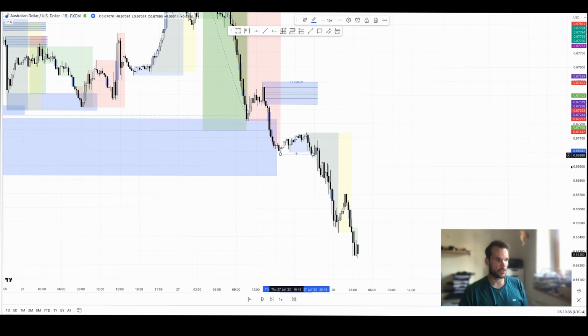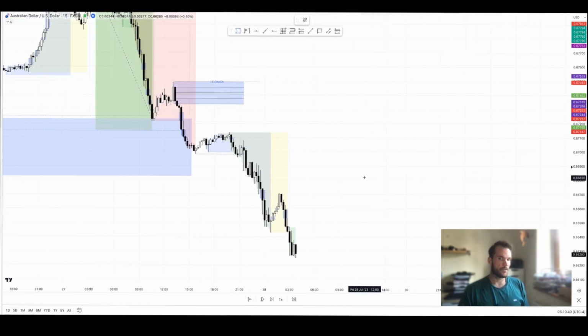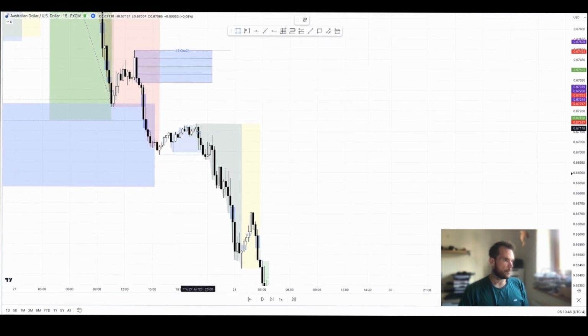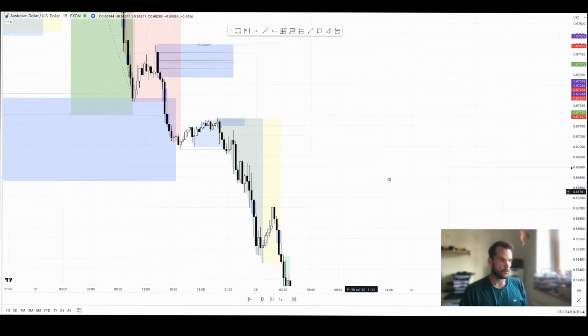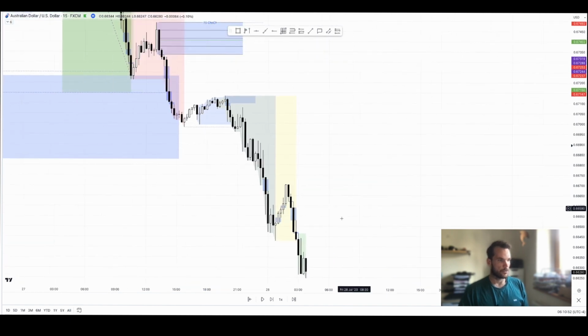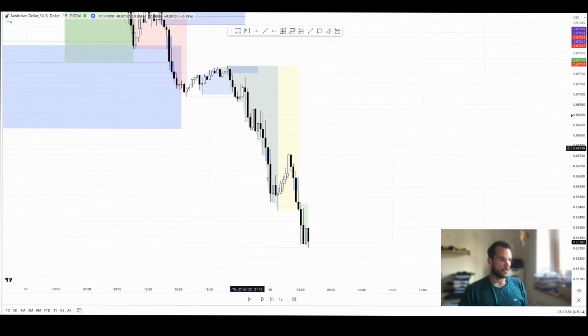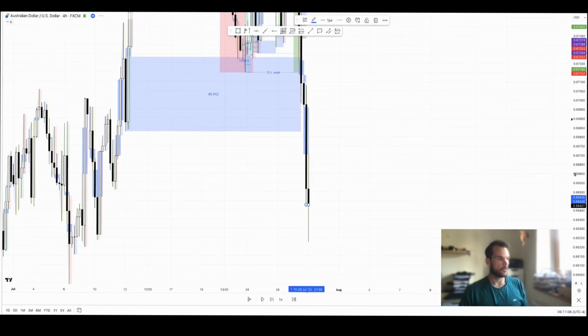So we had another breaker structure here. Let me zoom in a bit so you can actually see the candles better. Nice sweep here. No fill. And then we just sort of went down. Another break here. At this point, we're very overextended. I want to have a look at the 4 hour.